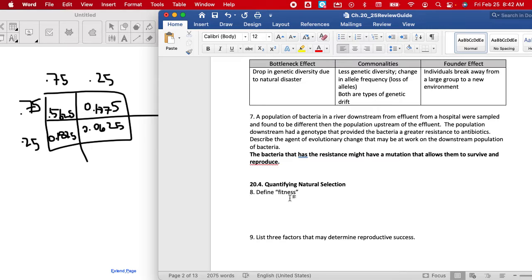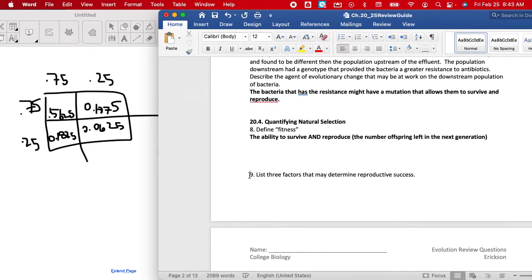Okay, define fitness. The ability to survive and reproduce. It's a measure of how many offspring you can produce. So maybe you want to say the number of offspring that survive. Okay. List 3 factors that may determine reproductive success.